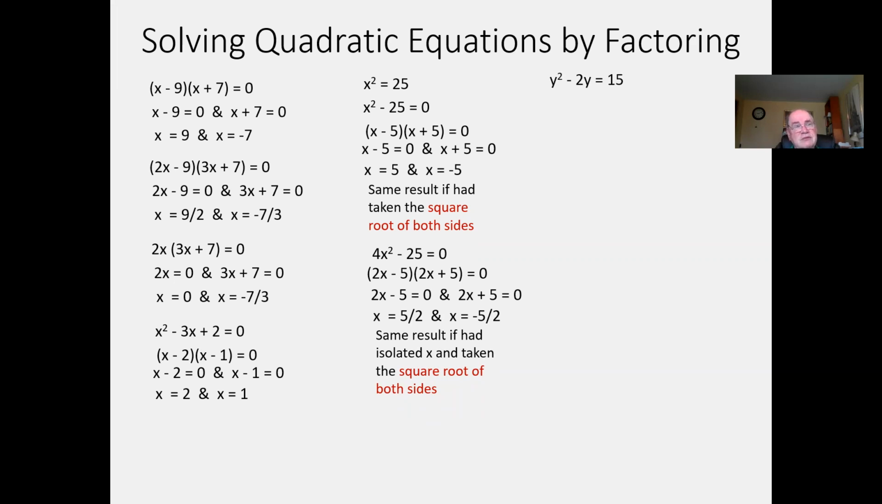Sometimes the expressions are not in a form which is all ready to factor, so we've got to do a little bit of wrangling. Not so hard here, just bring the 15 to the other side, where it becomes a negative, and then we can factor.